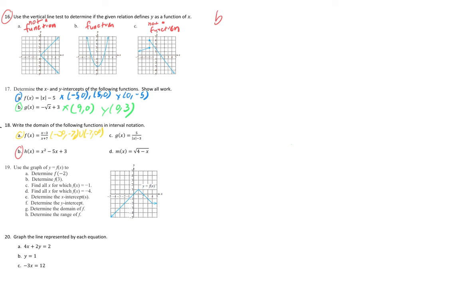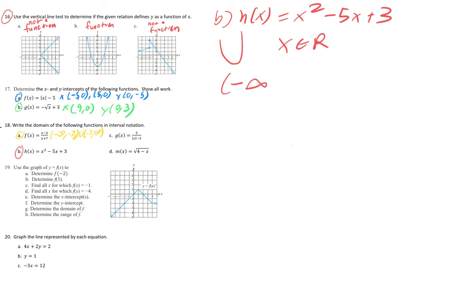Looking at 18b now, we have h of x is equal to x squared minus 5x plus 3. Right? So we know that this is a parabola function, which has an x value of all real numbers. So that means that our interval notation is going to be from negative infinity to infinity.